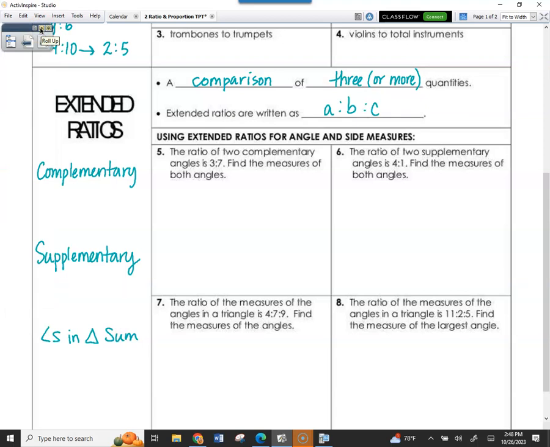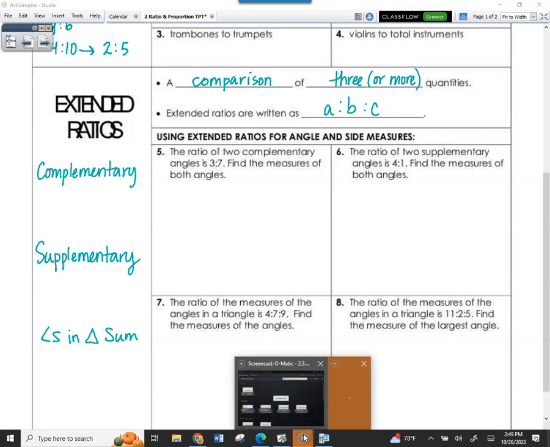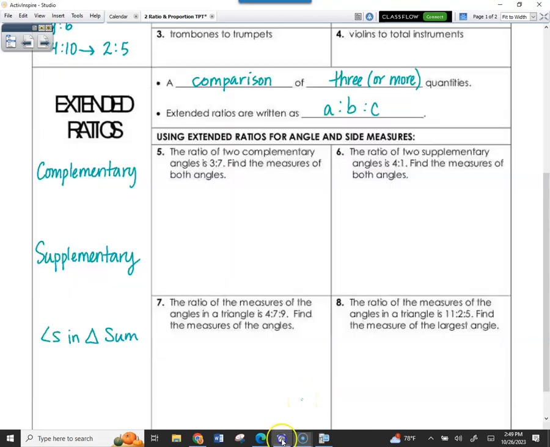Do y'all remember complementary, supplementary vocab words? Okay. Do you remember? Am I recording? I am, right? I didn't see the thing that followed. Yeah, we're recording. We're good.